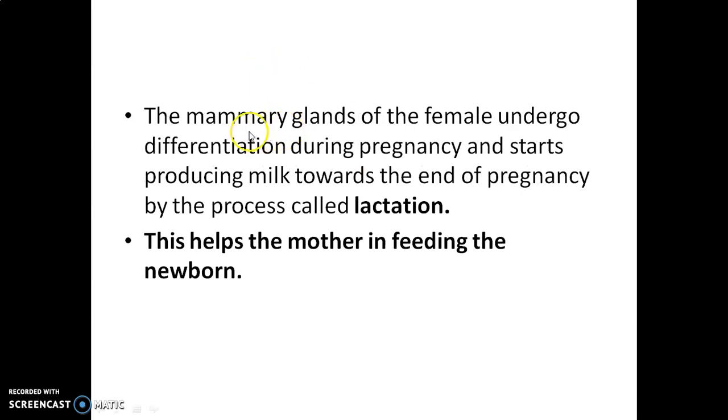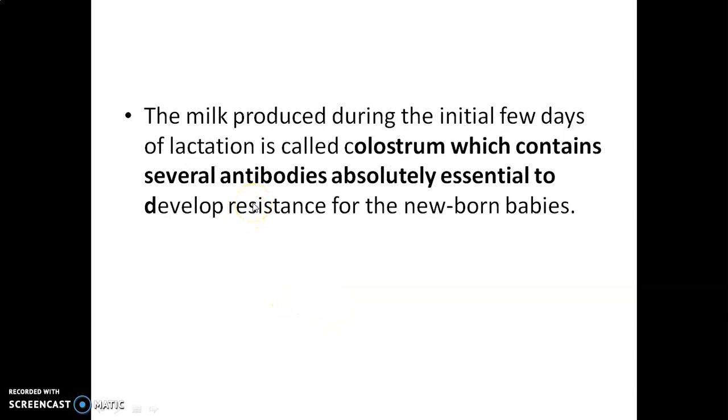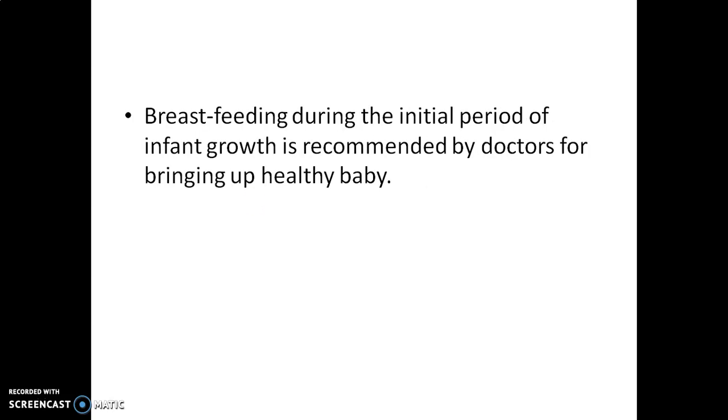Next is about lactation. The mammary glands of the female undergo differentiation during pregnancy and start producing milk towards the end of pregnancy by the process called lactation. This helps the mother in feeding the newborn. The milk produced during the initial few days of lactation is called colostrum, which contains several antibodies absolutely essential for the development of the baby and to develop resistance for the newborn babies. Breastfeeding during the initial period of infant growth is recommended by doctors for bringing up a healthy baby.